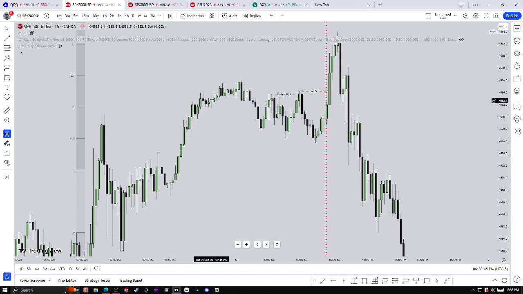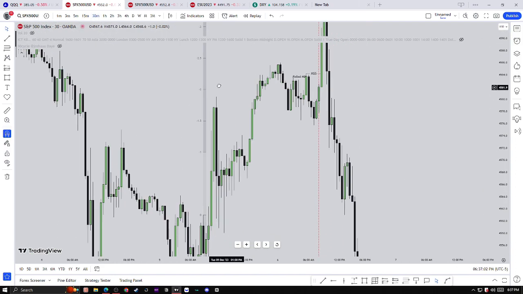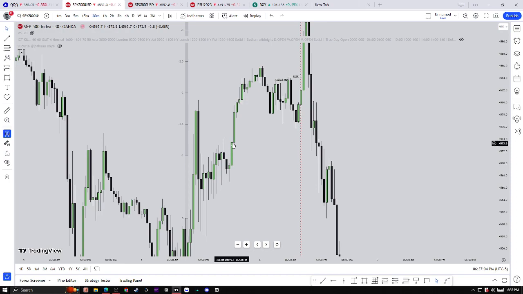Lots of distribution. That means that there's a lot of fair value gaps. I can already see 1, 2, 3, 4. 4 that I can see right now. So I'm going to go to a higher time frame, 30 minute, see if there's more. Okay, 1, 2, a tiny 3 up here.